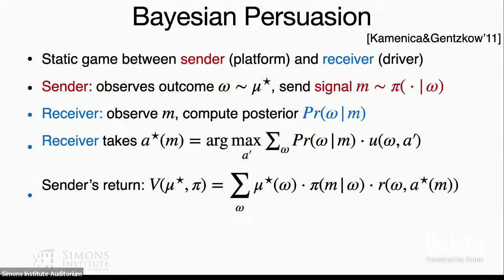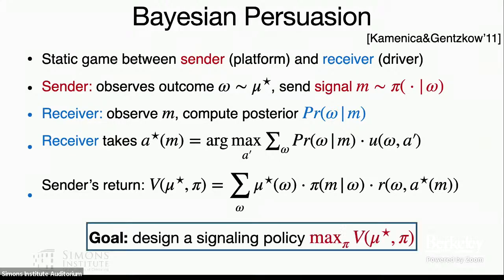Then the sender's return is given by the expected reward. So here, the sender has another reward function, which might be different from the utility function of the receiver, and this is the expected reward obtained by the sender, and it depends both on the prior distribution and implicitly on the signaling policy. Here, I say it implicitly depends on that because the sender cannot take the action. The action is taken by the receiver. And the goal of Bayesian persuasion is for the sender to choose a signaling policy which maximizes the sender's objective.